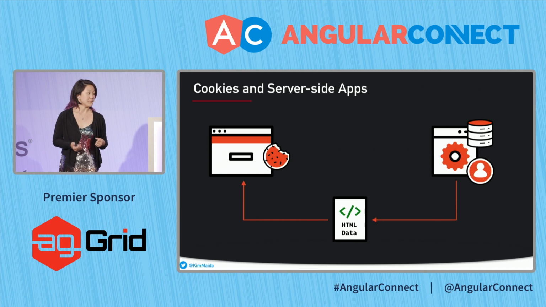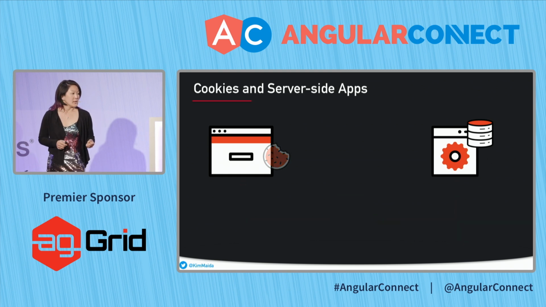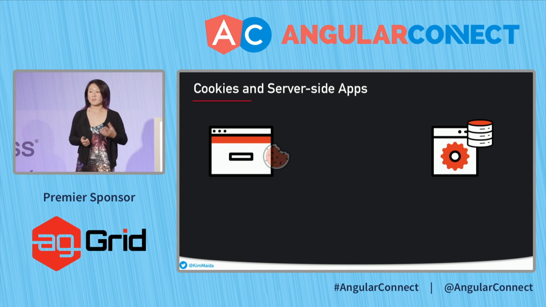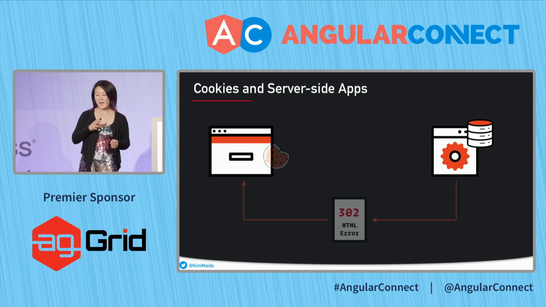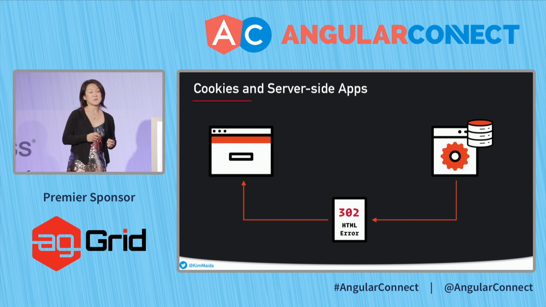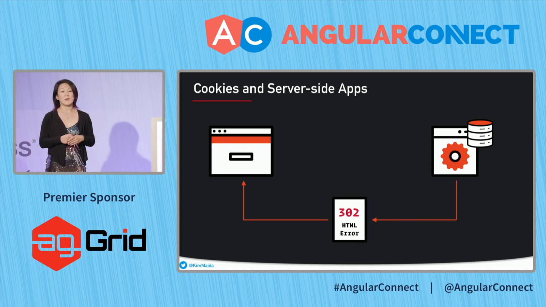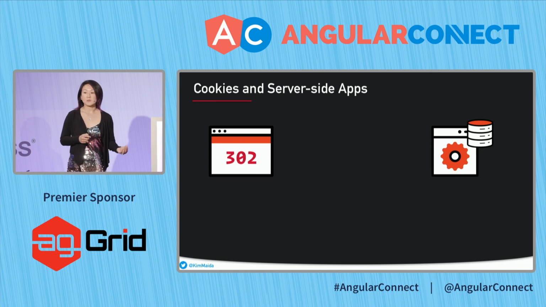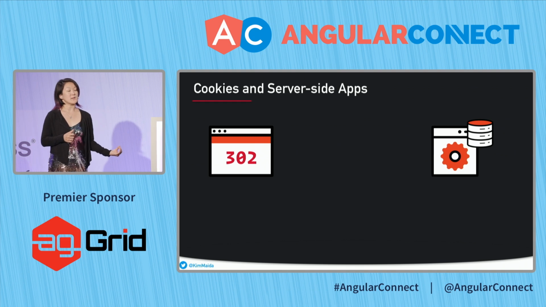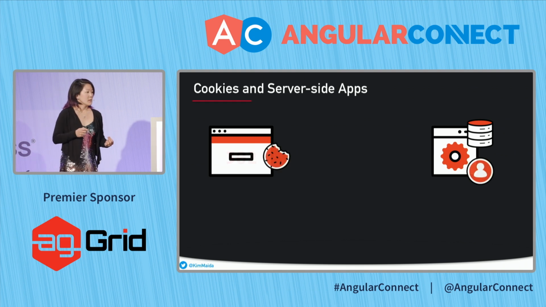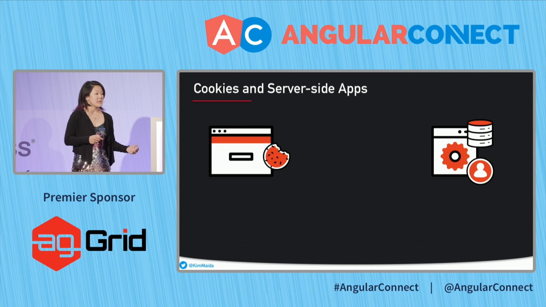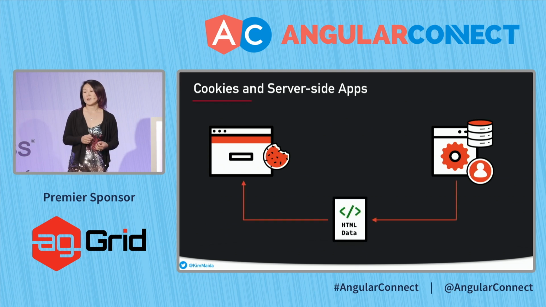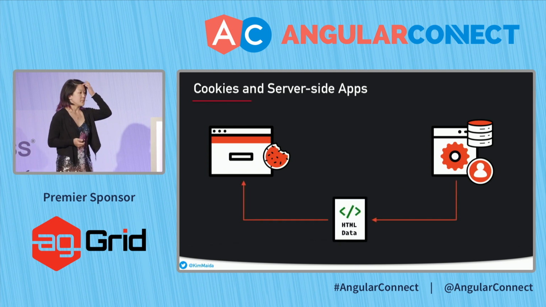Now, if the cookie's expired or there is no cookie, and a request is made for protected data, then the server is going to return a 302 redirect status. This is going to tell the browser to do a full page redirect to go somewhere where the user can re-authenticate. Once that is done, the server is then able to send secure data once more.